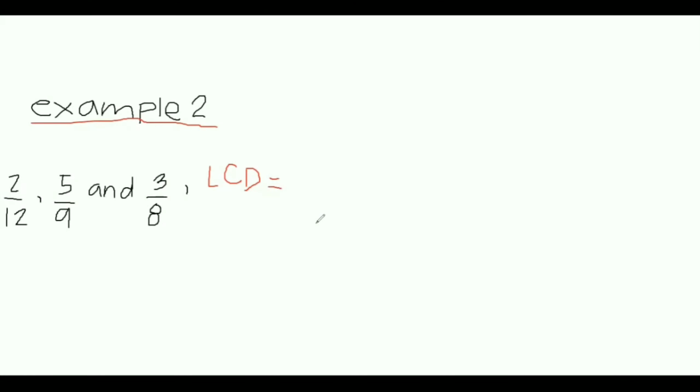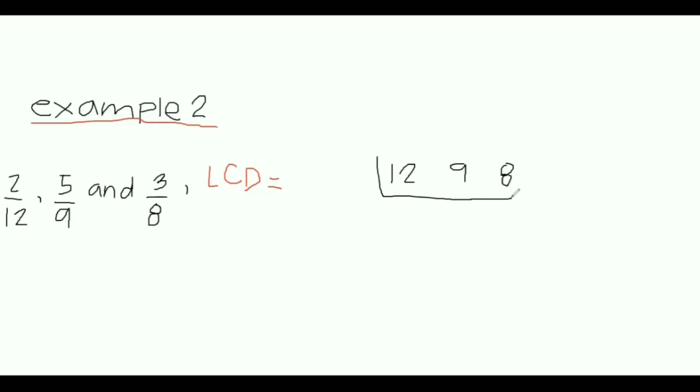So, we have 3 fractions for our example number 2. So, 2/12, 5/9, and 3/8. So, ganun din yung gagawin nating procedure kagaya ng ginawa natin kanina. Ikukulong natin yung mga denominator na 12, 9, and 8. And then, we are going to look for the common factor. So, meron bang common factor ang 12, ang 9, at ang 8? Wala. So, walang isang number na pwede mong i-divide silang tatlo.